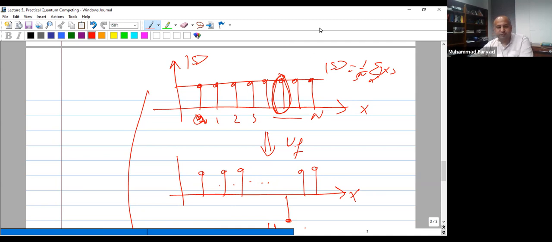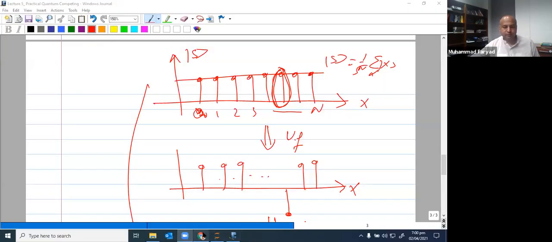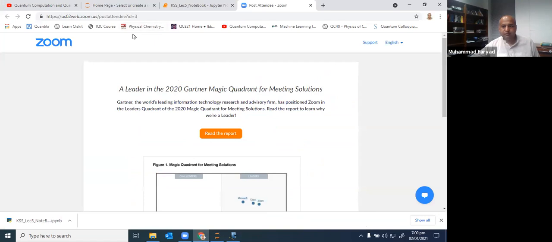Any questions? If not, let me show you the Qiskit implementation, and for that, let me share my computer screen. All right, so we have to move this around. Okay.